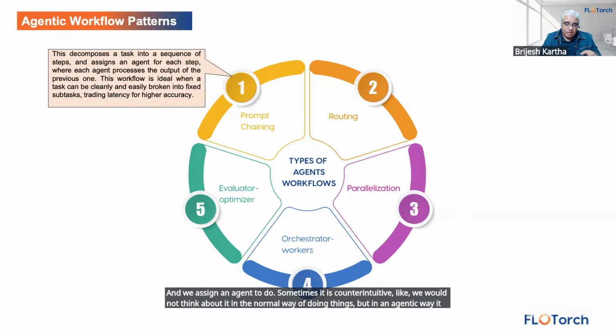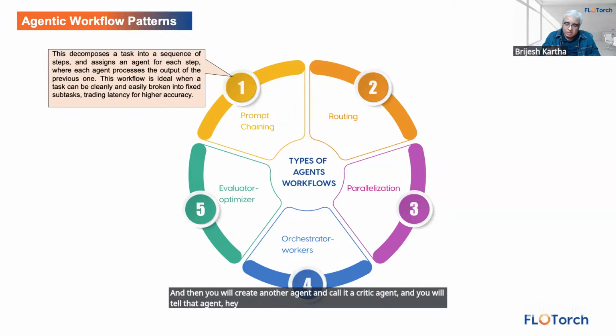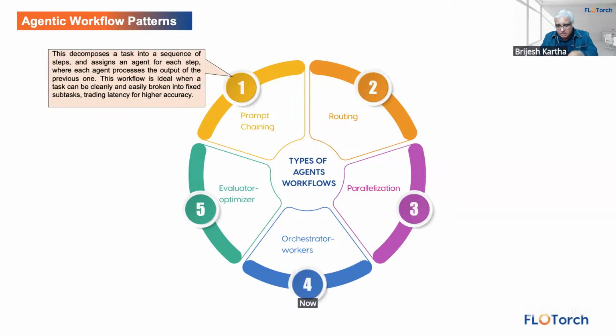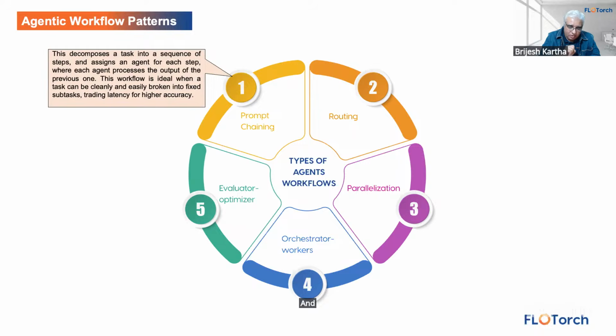For example, you will write an agent which says, take a topic and write something about it. And then you will create another agent and call it a critic agent. And you will tell that agent, hey, your persona is a critic. Now read whatever has been written by this agent or whoever is sending you the information, criticize it, find faults with it and send it. And then you could create a third agent, or you could use the first agent itself, taking back this information and again making the next version of that.